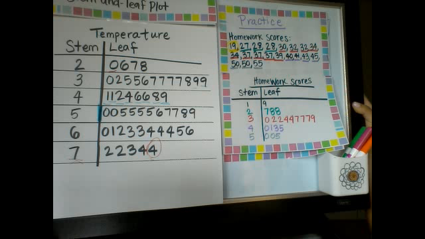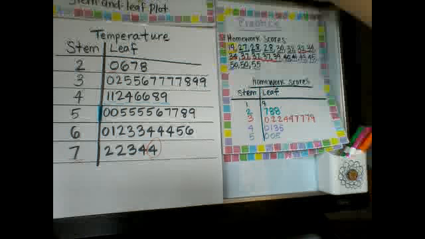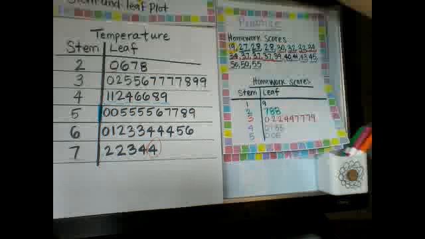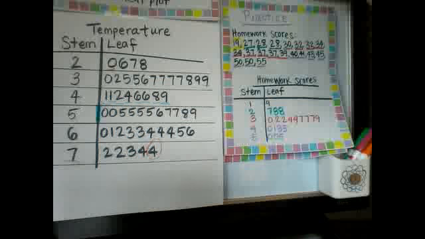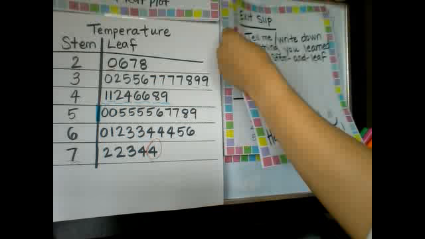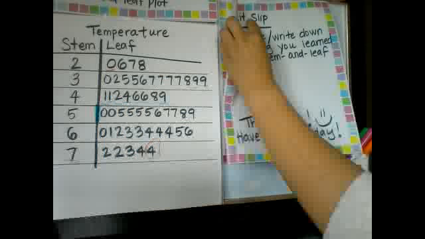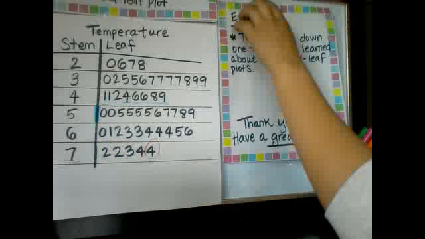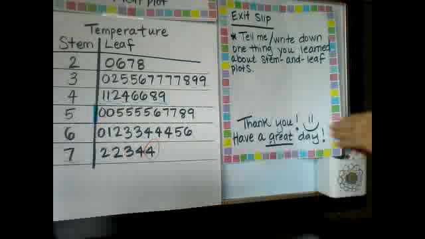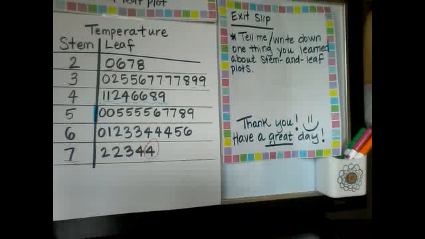Okay? And then for your exit slip, you can have students tell or write down one thing that they learned about the stem and leaf plot. Or they can also share with their elbow partner. And that would be for your exit slip.